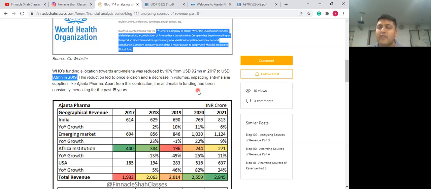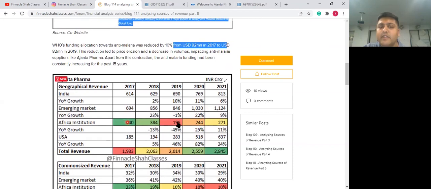So naturally, Ajanta Pharma, because precisely when the funding increases, a bigger chunk of that pie flows to Ajanta Pharma for anti-malarial drugs, which eventually is delivered to the African continent. What happened was suddenly, the funding stopped, or rather, slowed down in 2017, and precisely why you see a drop in revenue after that. So from 2017 to 2019, you see a drop in revenue. So technically speaking, what's actually driving Ajanta Pharma's Africa institution segment is entirely WHO funding.